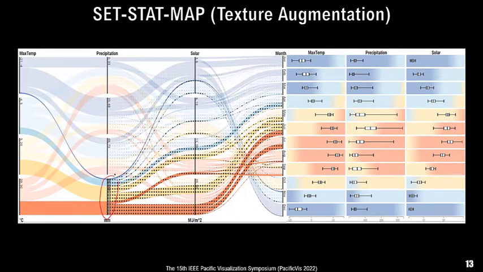Although this visualization may appear cluttered initially, it can be quite useful when we interact with it. For example, here we hover on the high value of precipitation, and all the ribbons that pass through this category are highlighted. We can see most of the places in June have high precipitation, but not all the places in July have high precipitation. Now, this will be clear when we see it on the map.